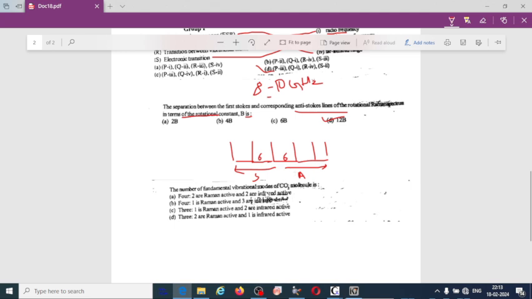The next one, the number of fundamental vibrational modes of CO2 molecule is 3. Out of these, 2 are infrared active and 1 is Raman active. So option 3 is correct. The number of fundamental vibrational modes of CO2 is a total of 3, 2 infrared active and 1 Raman active.